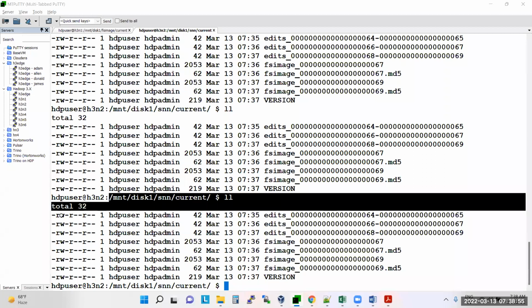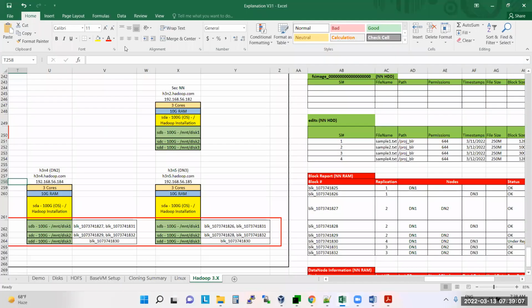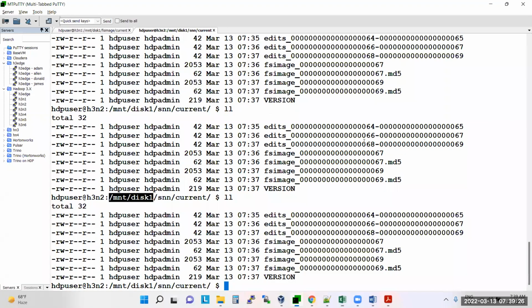The backup of the FS image will be available here, in the MNT disk 1 SNN directory. Understood? Now you see here, guys. What is the latest copy of the FS image? The number is 72. Is it available here or not? 72. Yes, I told you.